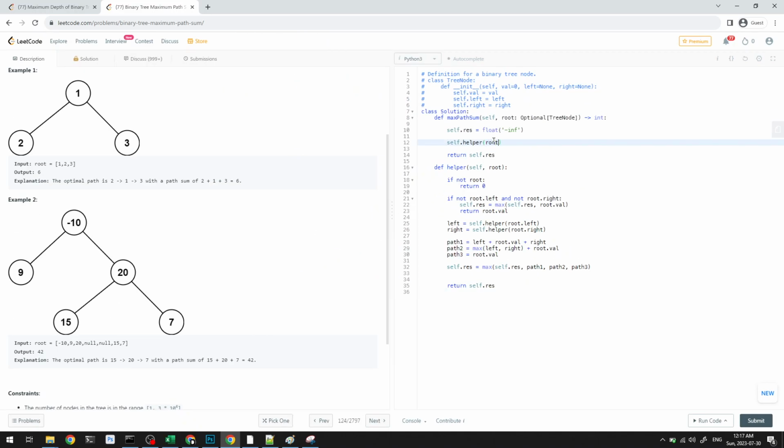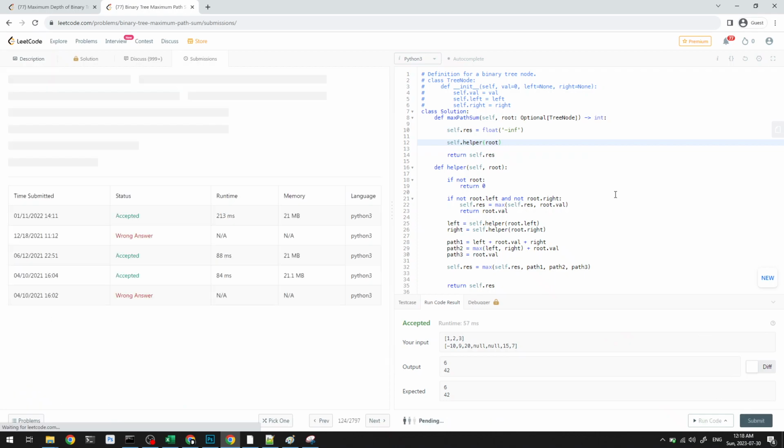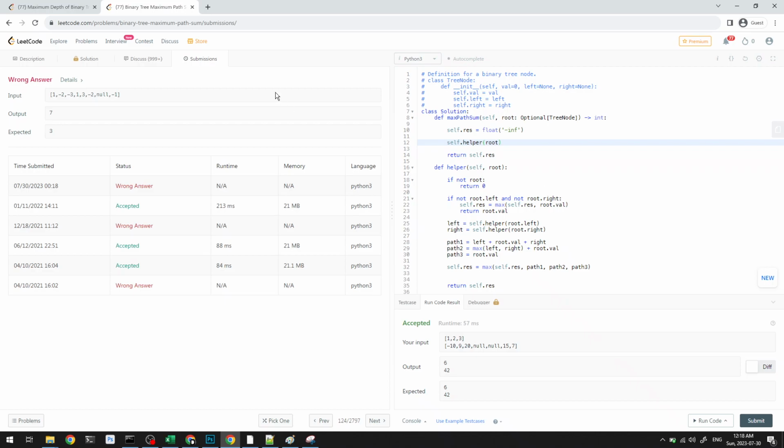Over here, we just call it with root. And let's just go ahead and check it out. And we can see we get exactly what we wanted. Let's go ahead and submit this, and we get the wrong answer.